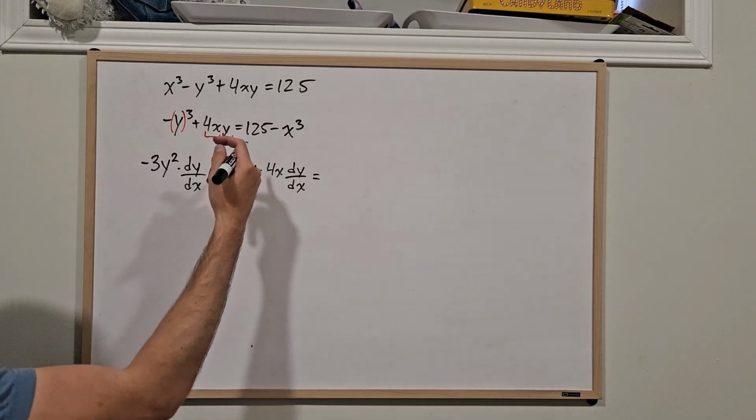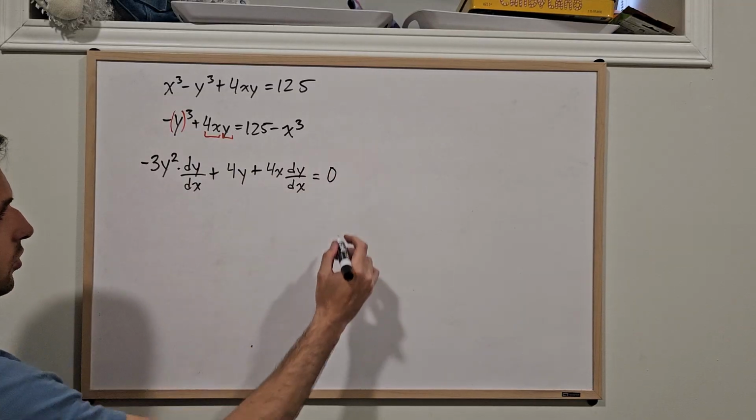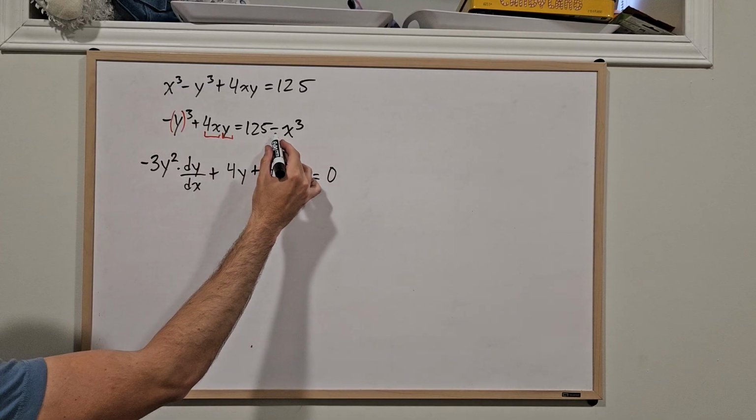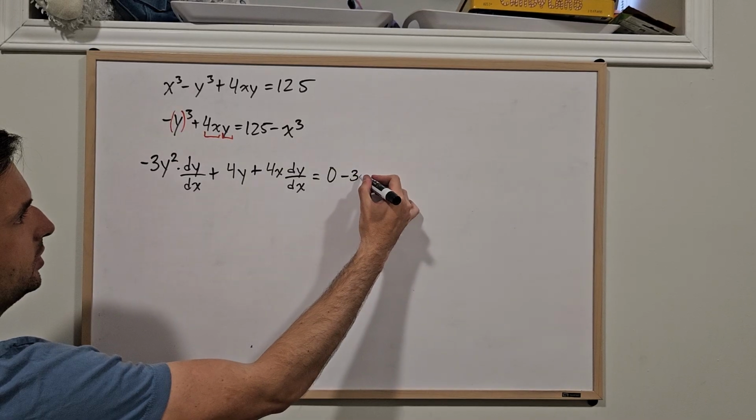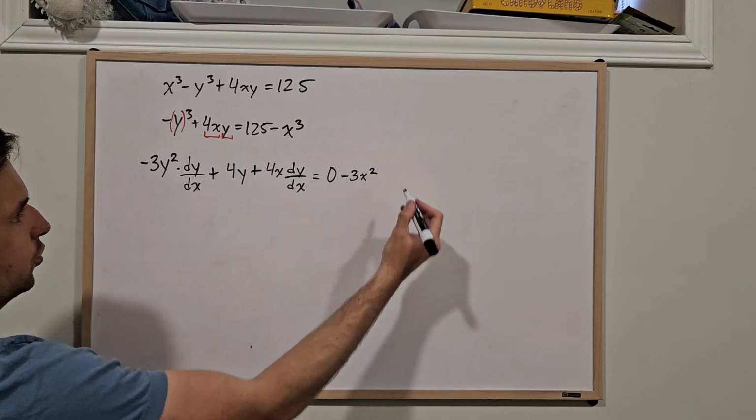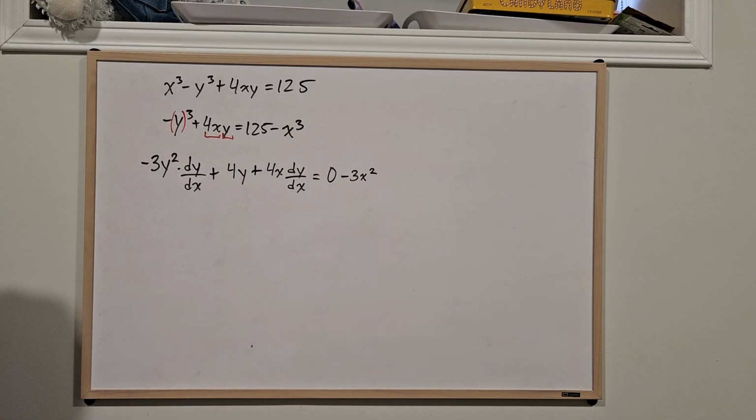Now we have the derivative of 125, which is just going to be 0. And the derivative of my x cubed, which is just going to be 3x squared, right? Power rule there.